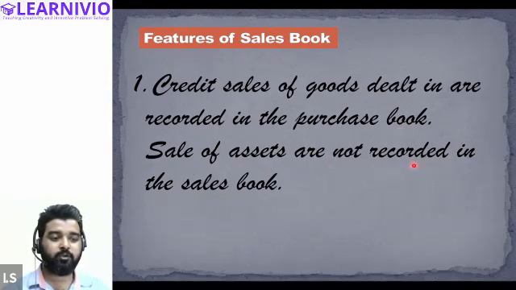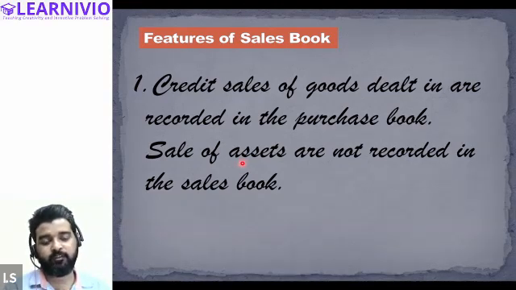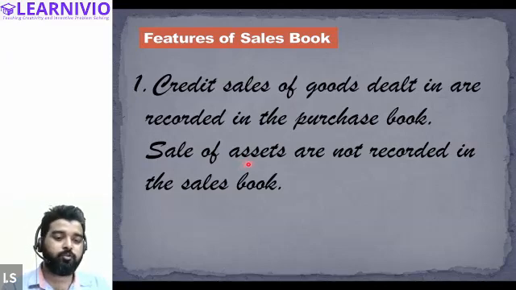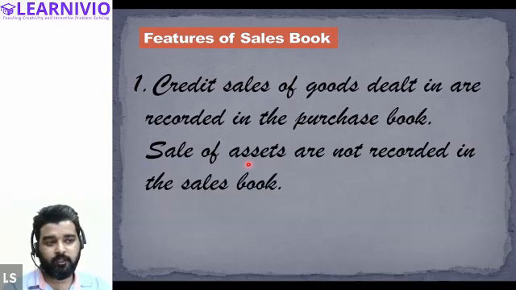Sales of assets are not recorded in the sales book. If an entity is selling an asset like machinery or furniture, that is different, because an asset is different from stock. Asset is different from goods, right? Goods are something which you hold with a view to sell to the customer, and assets are something which you hold with a view to basically assist in the performance of operations. In basically, how can I define this?